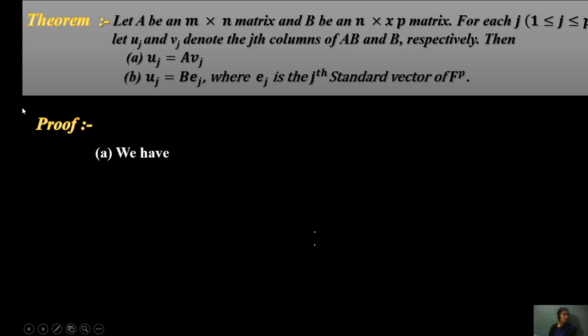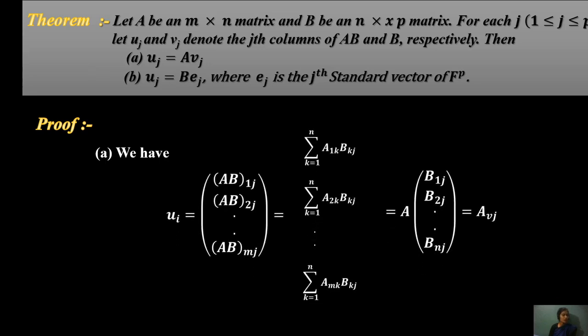Okay, let us go to the next theorem. Let A be an m by n matrix and B an n by p matrix. Let uj and vj denote the jth columns of AB and B respectively. Then uj equals A vj, and vj equals B ej, where ej is the jth standard vector of F^p.